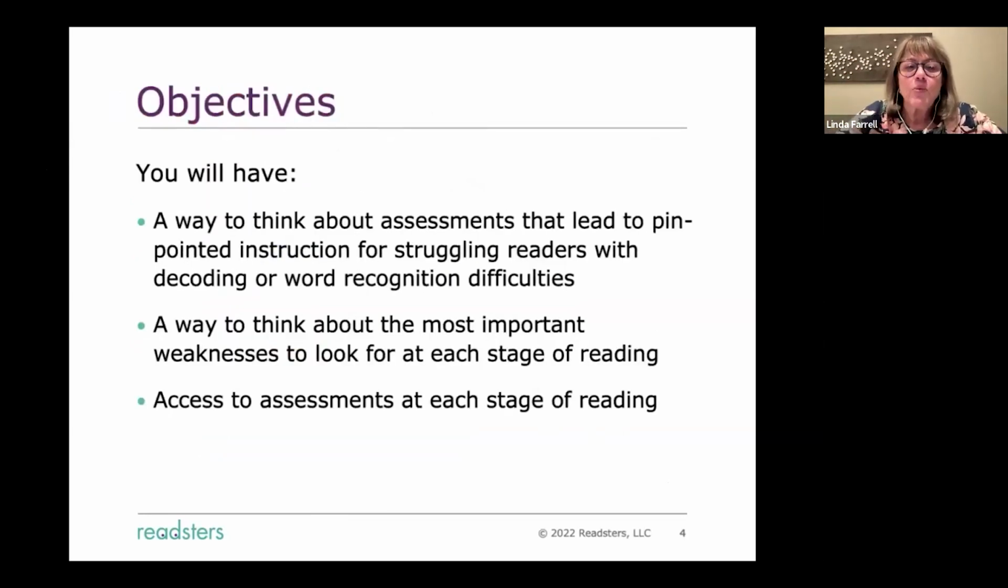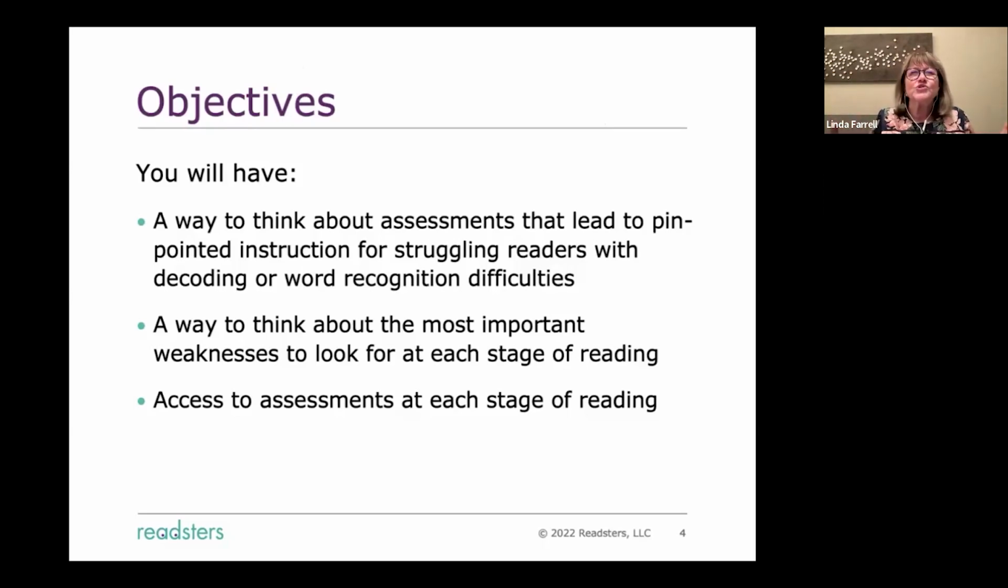So let's start out with the objectives for this presentation. I'm hoping to get people to think about assessments that lead to pinpointed instruction for struggling readers, and then to think about what the most important weaknesses are that I look at.